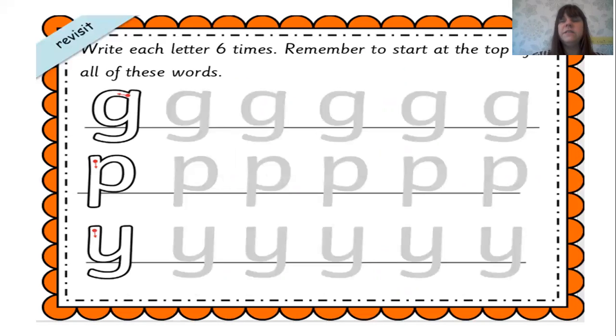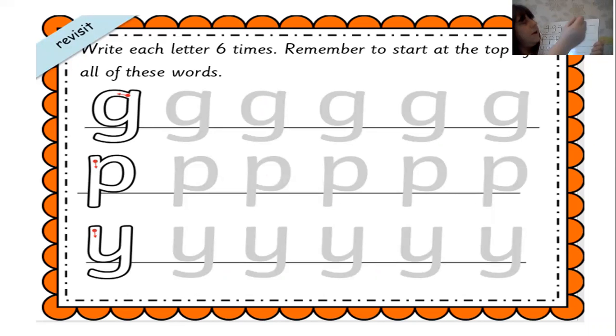So in our revisit section, we're just going to practice forming our tail letters. We have 3 letters here, and they've all got something in common in the fact that they are all tail letters. By that, I mean they go below the line. So I'm just going to demonstrate one of each, and you can continue practicing with your adult.